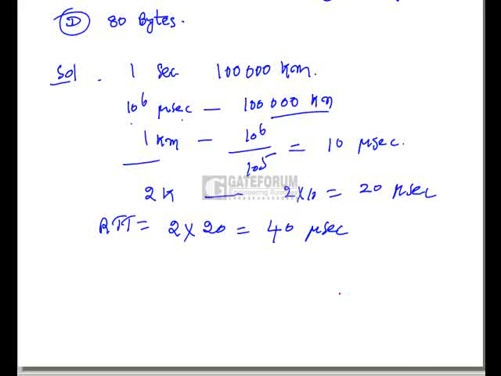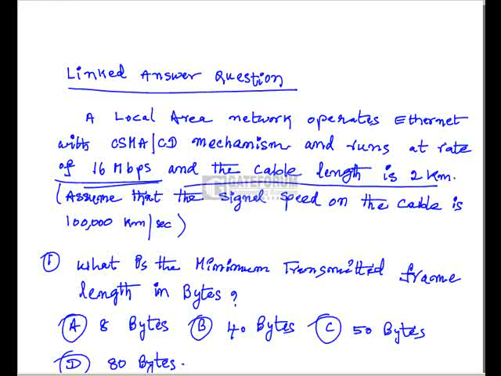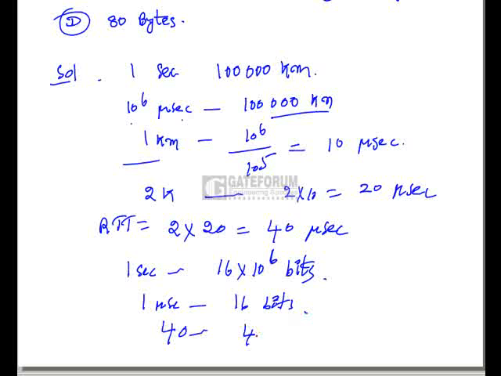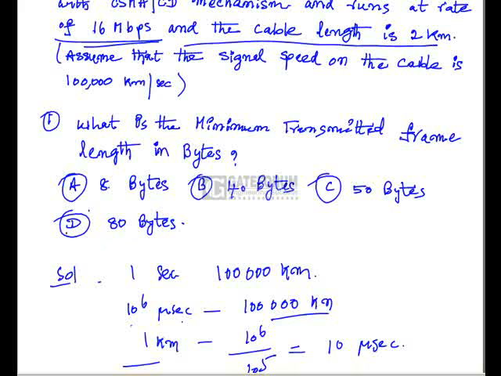So now within this round trip time, how many bits are we able to transfer? That should be the minimum frame size. So here, what is the running rate of this LAN? 16 Mbps. For 1 second, 16 megabits, that is 16 into 10 power 6 bits for 1 second. For 1 microsecond, 16 bits. For 40 microseconds, 40 into 16 bits, which is 640 bits. We need to find it in bytes, so divided by 8, we get 80 bytes. So 80 is the right answer. Option D is the correct option here. So this is the first question.